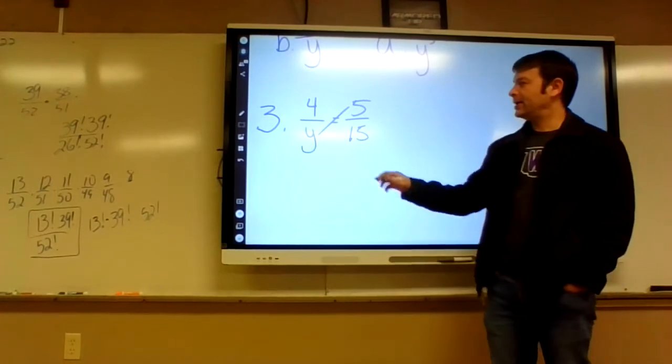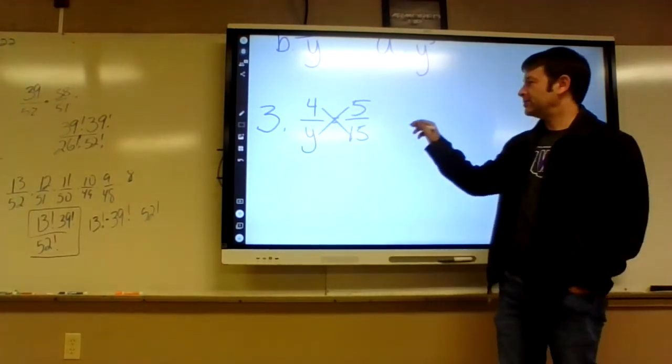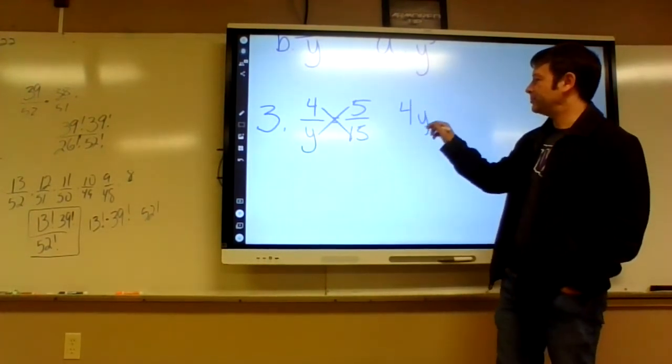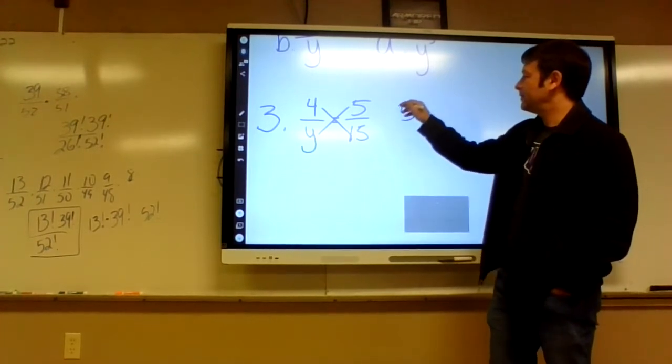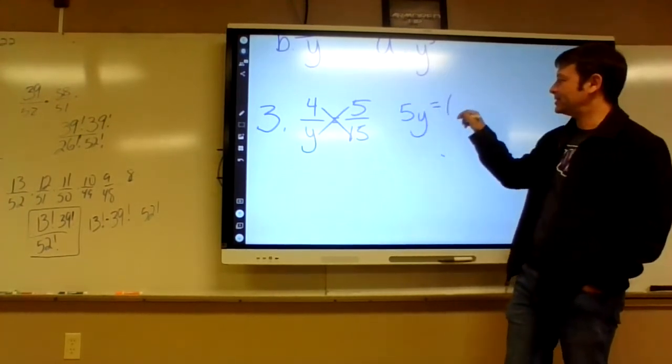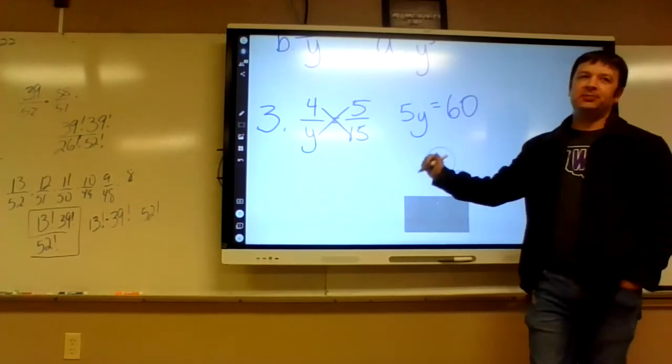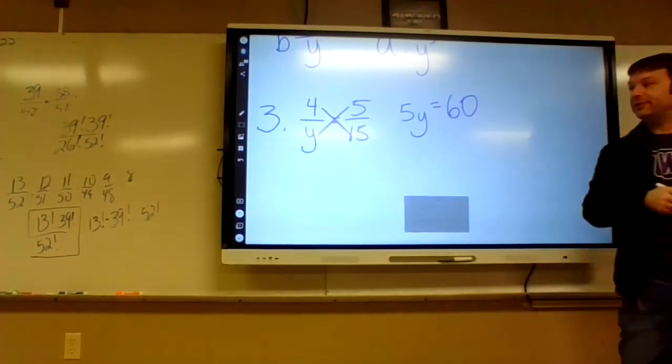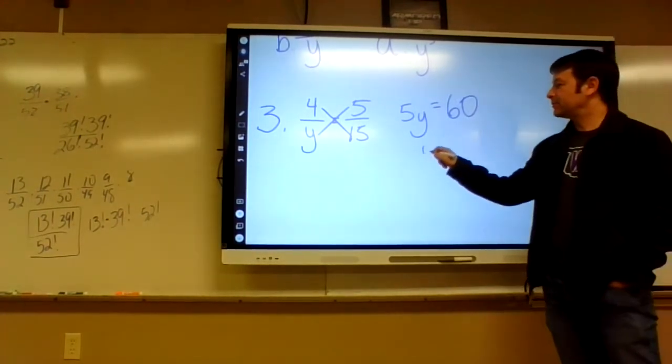5 times Y equals 4 times 15. 4 times 15 is 60. You guys remember your times tables? How many times does 5 go into 60? 12.